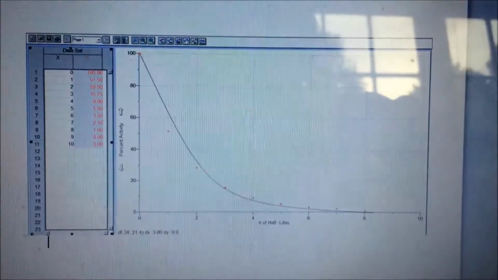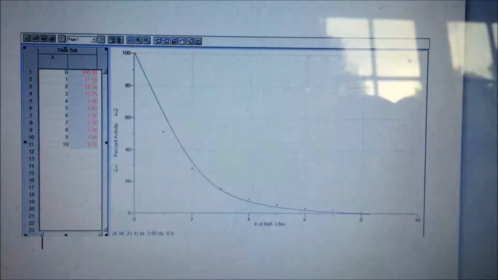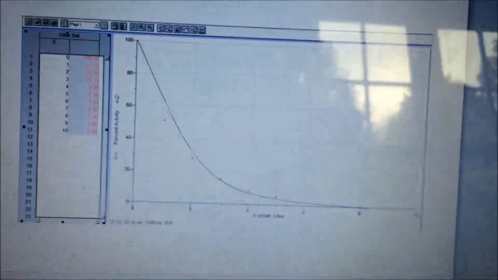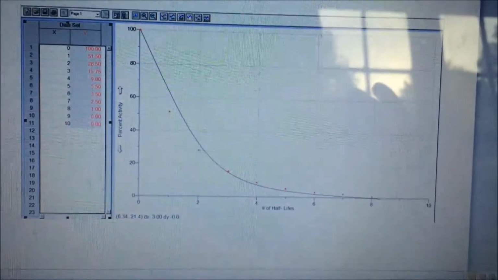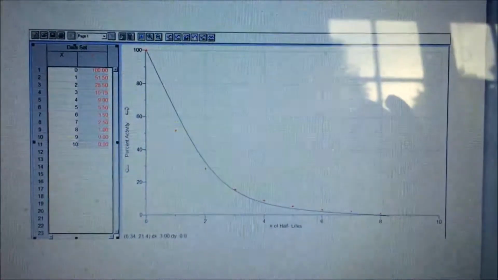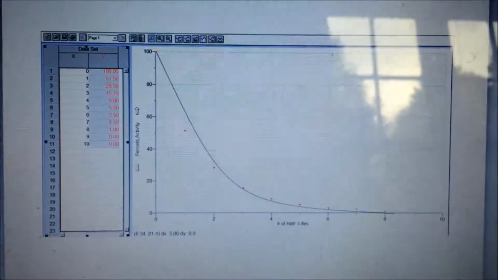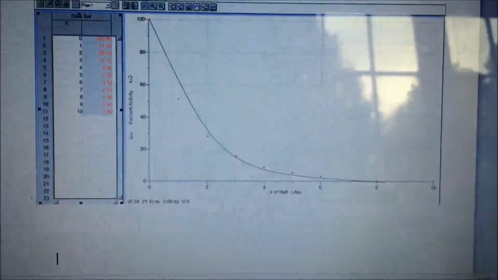So here's the graph I made, with the black line being the line of best curve and the red dots being the actual data plotted. And as you can see, it's an exponential decay as it curves down and all the way until 0, until it's completely decayed.